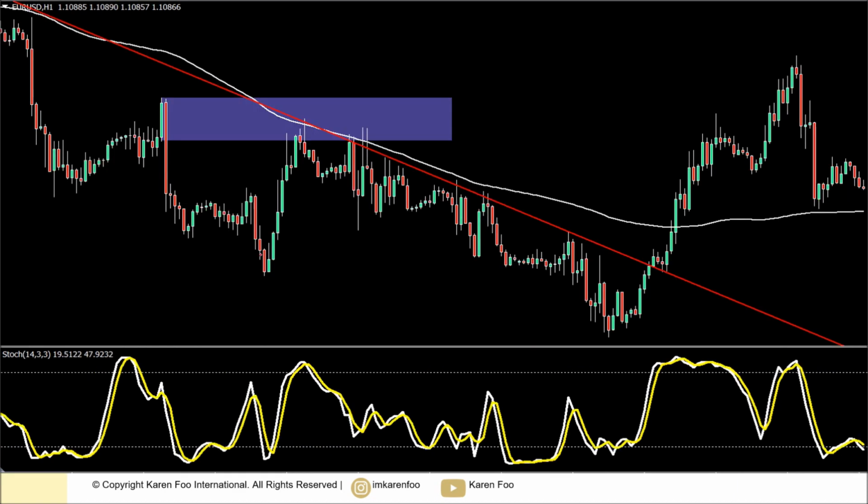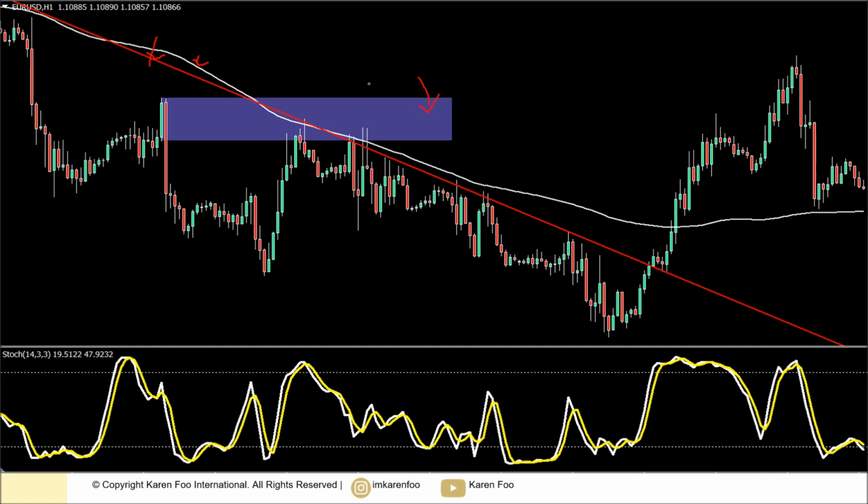So this is also one way that you can use stochastics to increase your probability of your trades. Okay, just now I mentioned something about confluence. So this is what I mean. You see a trend line over here, and then you see your 100 SMA, and then you see a resistance zone that I drew. So this is a triple confluence. So this is a triple resistance, okay.